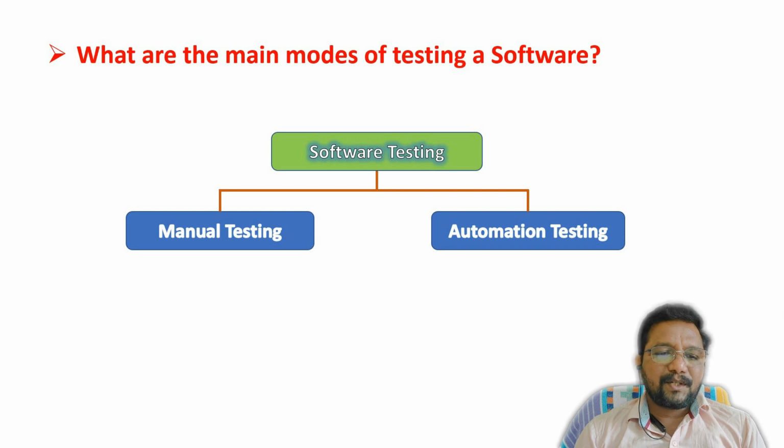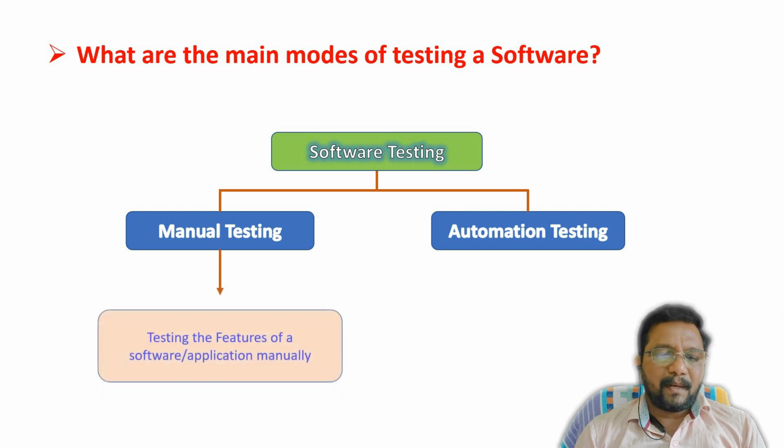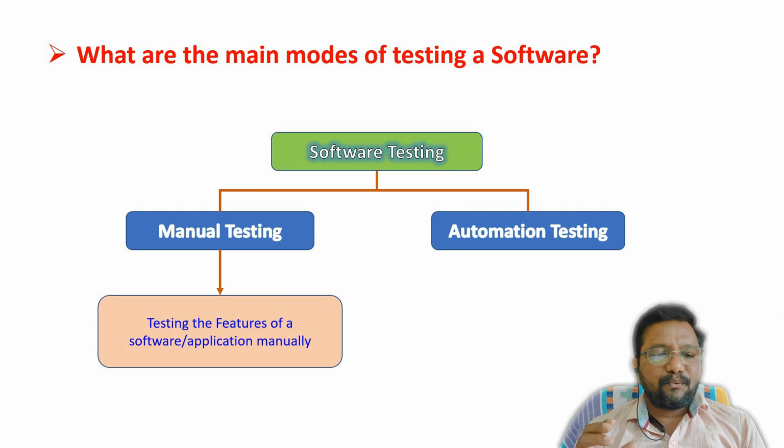Next, a simple definition for manual testing: testing some features of a software or application manually. If we perform testing manually, whether the application is bug free or defect free, we manually operate the system to check whether the application is responding as per expected behavior or not. If we do the entire testing manually, that is called manual testing.